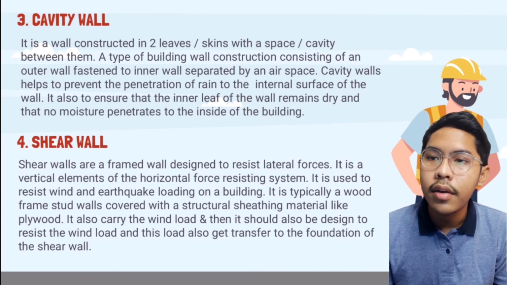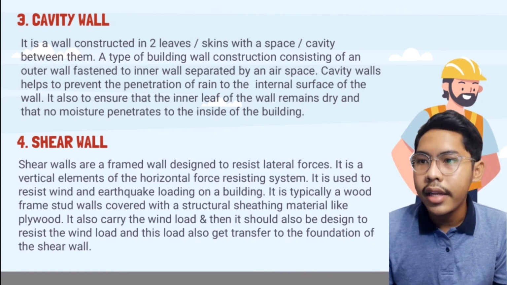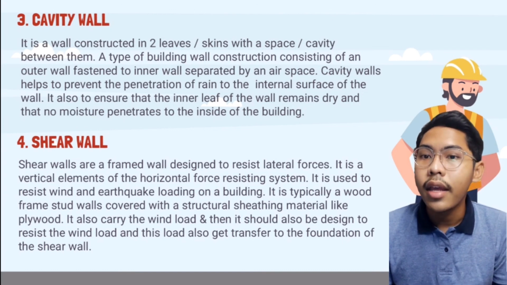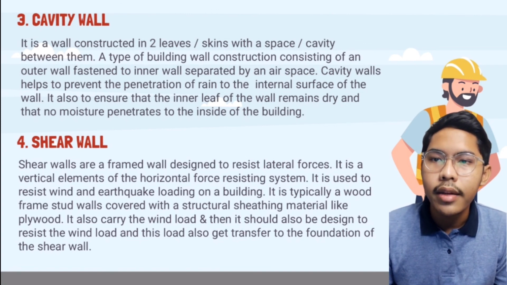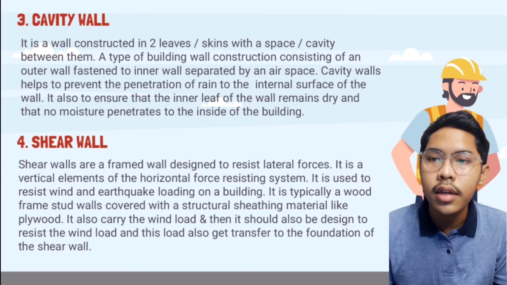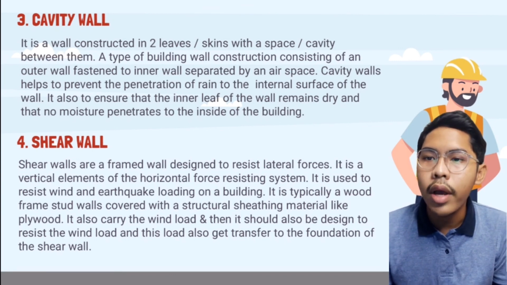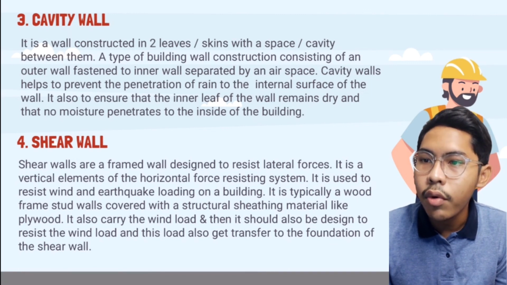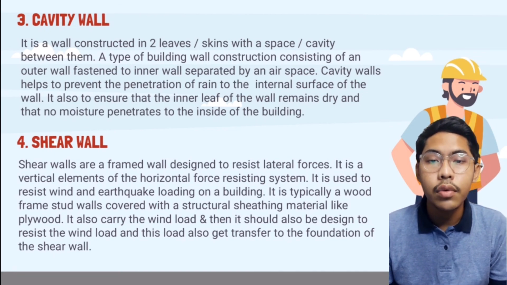Okay, next is number 4, the shear wall. A shear wall is a frame wall designed to resist lateral force. It is a vertical element of the horizontal force resisting system, and is used to resist wind and earthquake loading on a building. It is typically a wood frame stud wall covered with a structural sheathing material like plywood. It also carries the wind load, and this load gets transferred to the foundation of the shear wall.